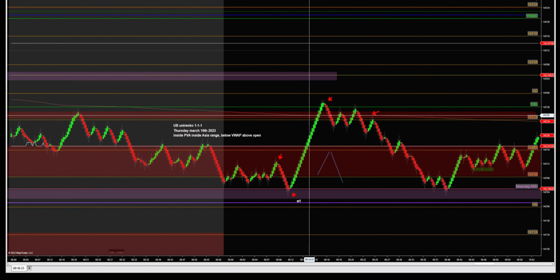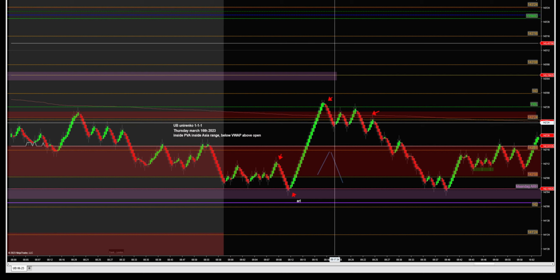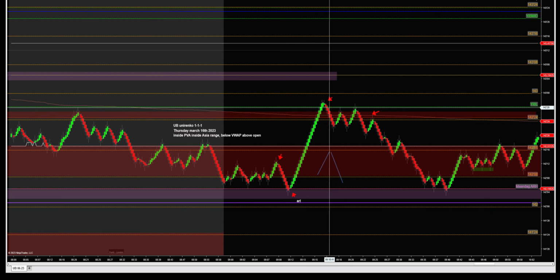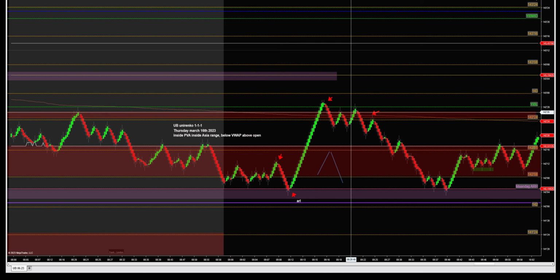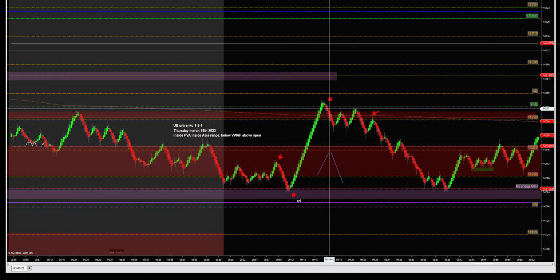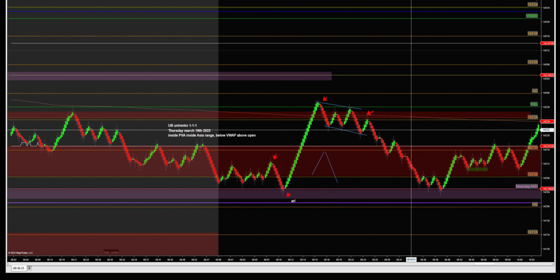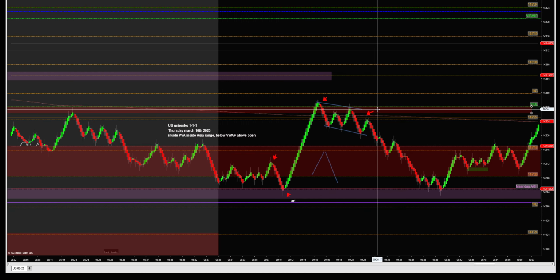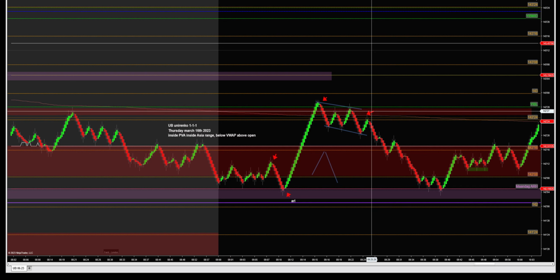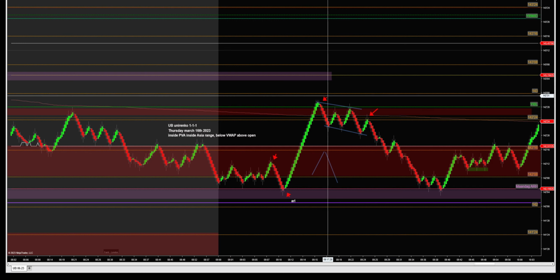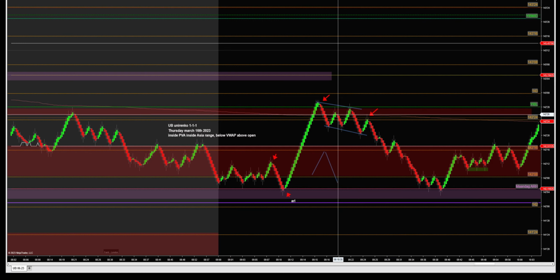Then price goes to VWAP. I'm looking for the first rotation at VWAP. 3 ticks on this one. Then I just wait, because you never know what price is going to do. I'm going to wait for structure. I don't know if price is going up or down. We don't know. Price movement is completely random, right? Completely random. We know this.